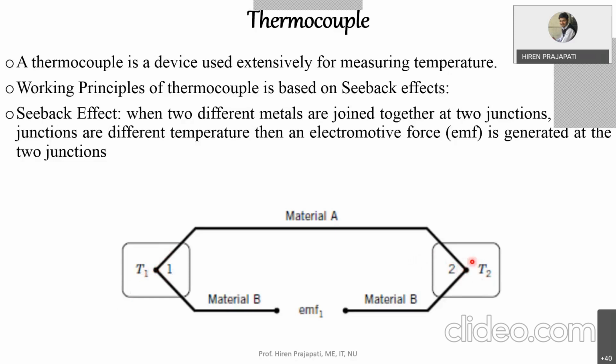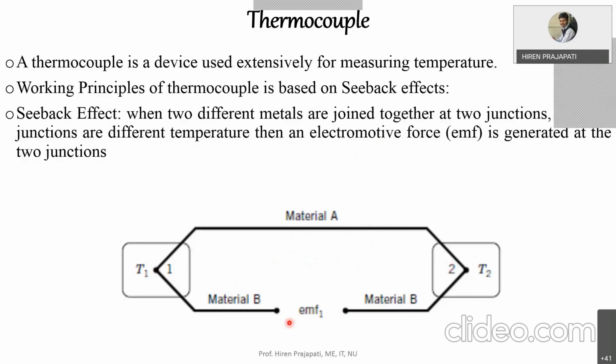Now what is the basic principle? When you join two different wires and keep the junction points at two different temperatures, there will be an EMF. There will be a generation of electricity in this combination of wires, right? That is also called the thermoelectric effect, because of the temperature difference, electricity or EMF is generated, right?